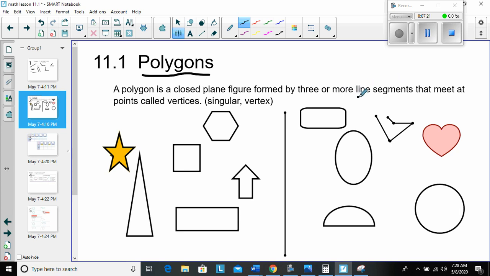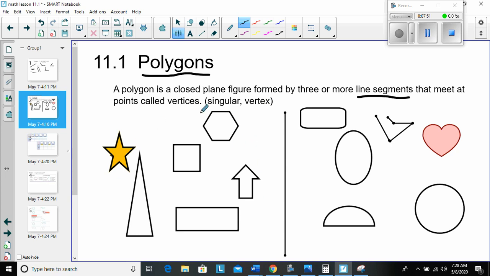Remember, we did line segments on the last page. A line segment is a straight line, right? It's a piece of a line that meets at points called vertices. If you want to say one vertice, we wouldn't say that, we would say one vertex. So singular, we call it a vertex. If there's a lot of vertexes, we don't say vertexes, we say vertices. This is plural. It's a little grammar in there for you too.